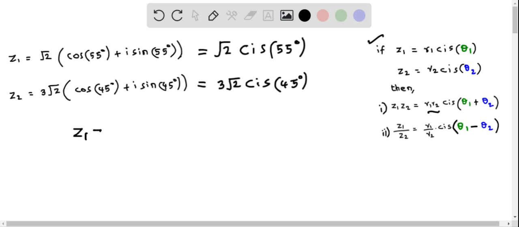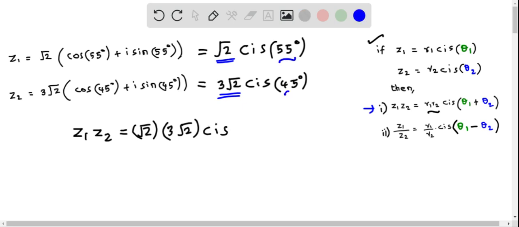So I write down Z1 Z2 equals, we have to multiply the moduli, that is we have R1 equal to root 2 and R2 equal to 3 times root 2. When we follow this rule, we multiply the moduli, that is root 2 times 3 root 2. We then put cis of the sum of the angles, that is 55 degrees plus 45 degrees.